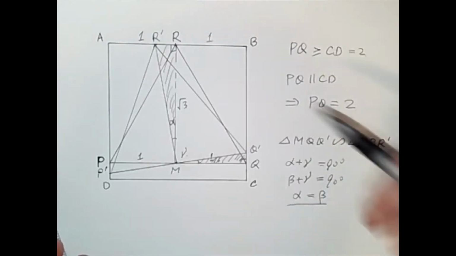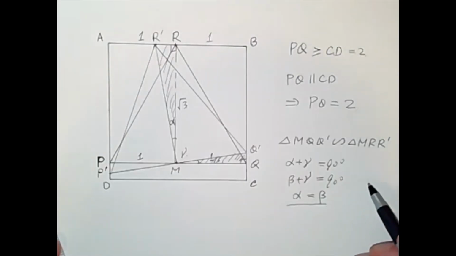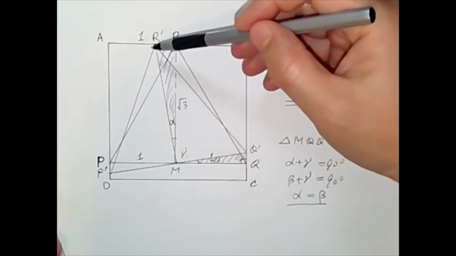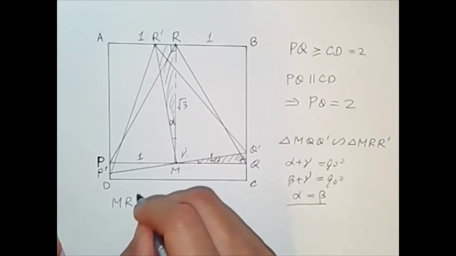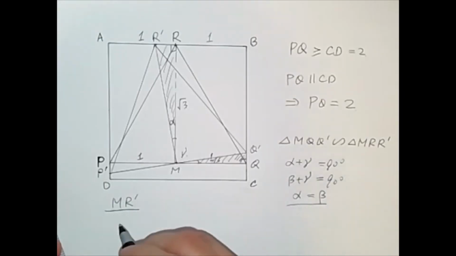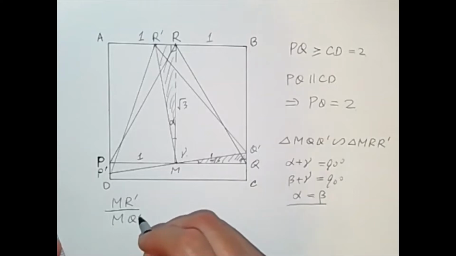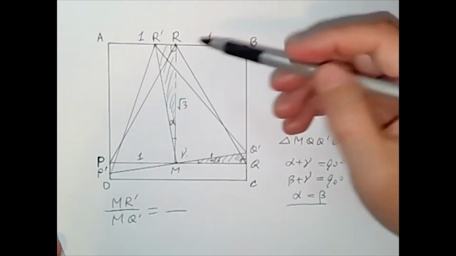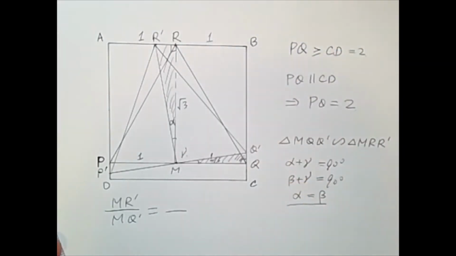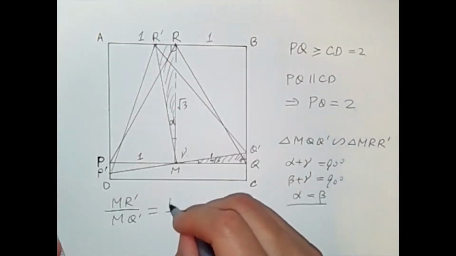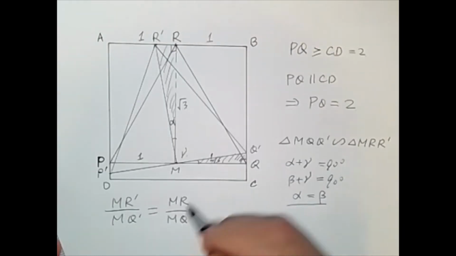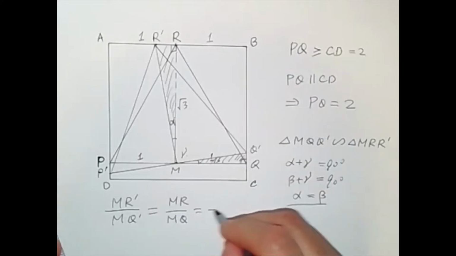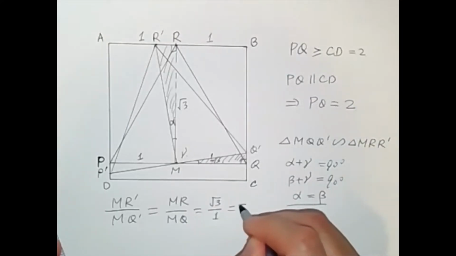The question is, what is the similarity ratio in this case? For example, the hypotenuse MR prime over MQ prime equals the corresponding side MR over MQ. MR over MQ is simply square root of 3 over 1, which is square root of 3.